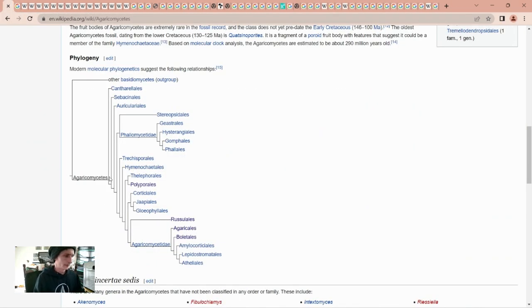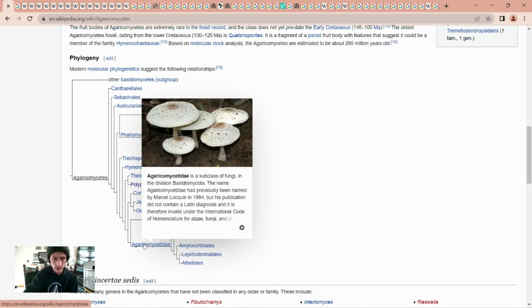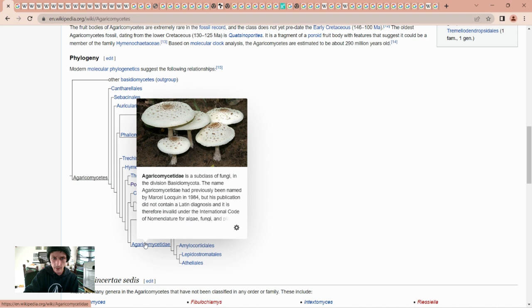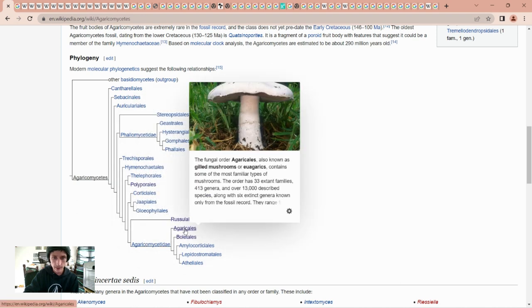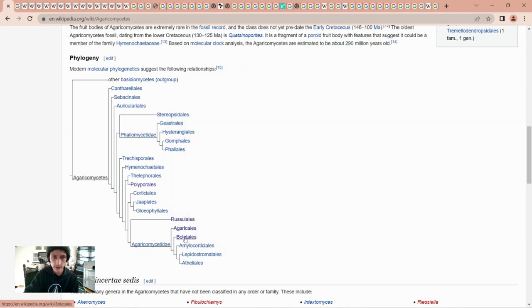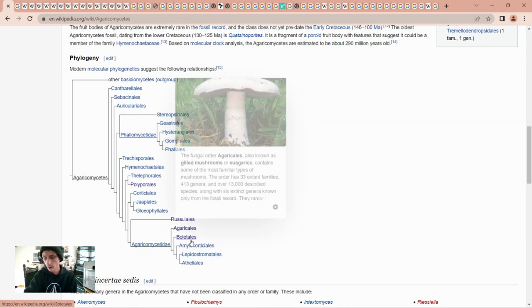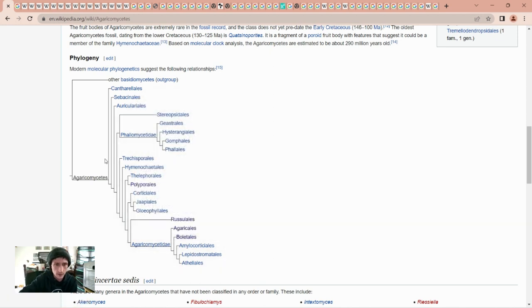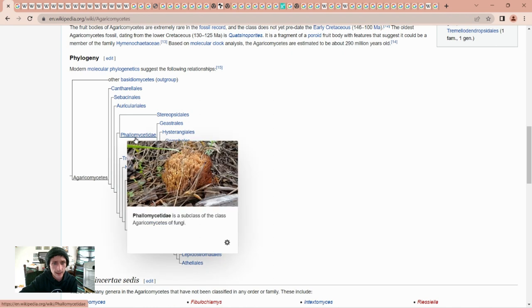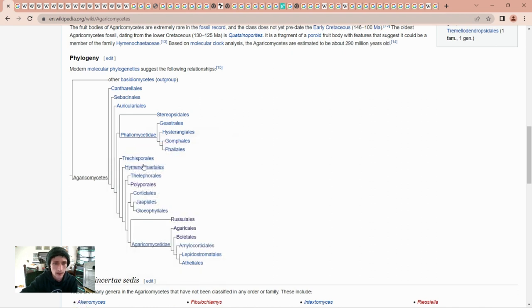Within the class of Agaricomycetes, there are a couple subclasses. Agaricomycetidae is where a lot of our common mushrooms are going to be. We have Agaricales, which is going to include the Agaricus, Boletus. These are all orders within the subclasses. There's also Phallomycetidae. But we're mostly going to focus on the orders of Agaricales, Boletales, and other Basidiomycetes.